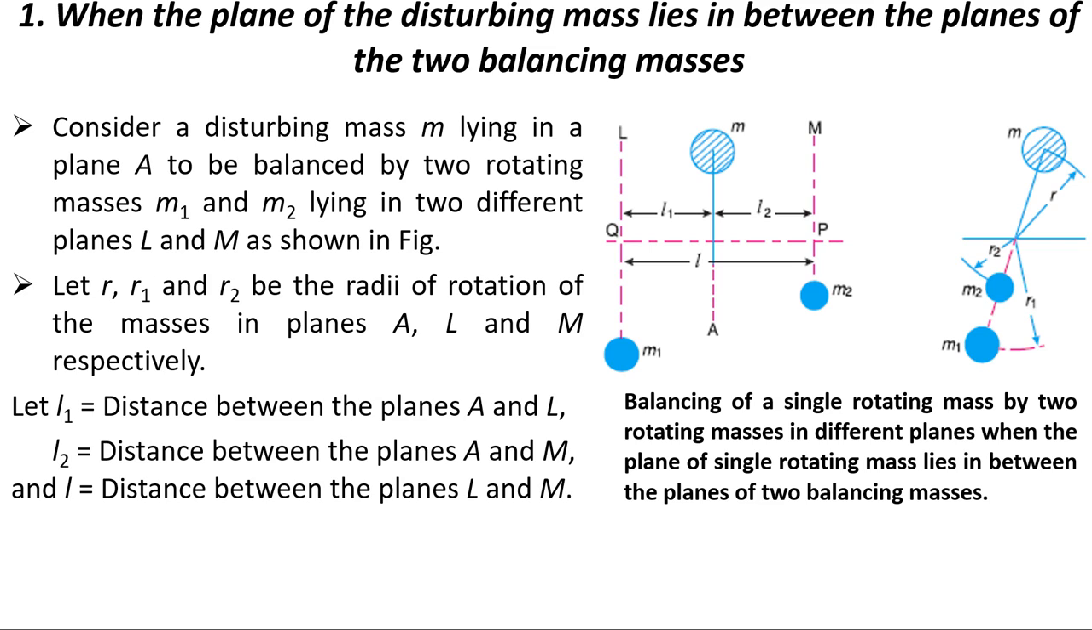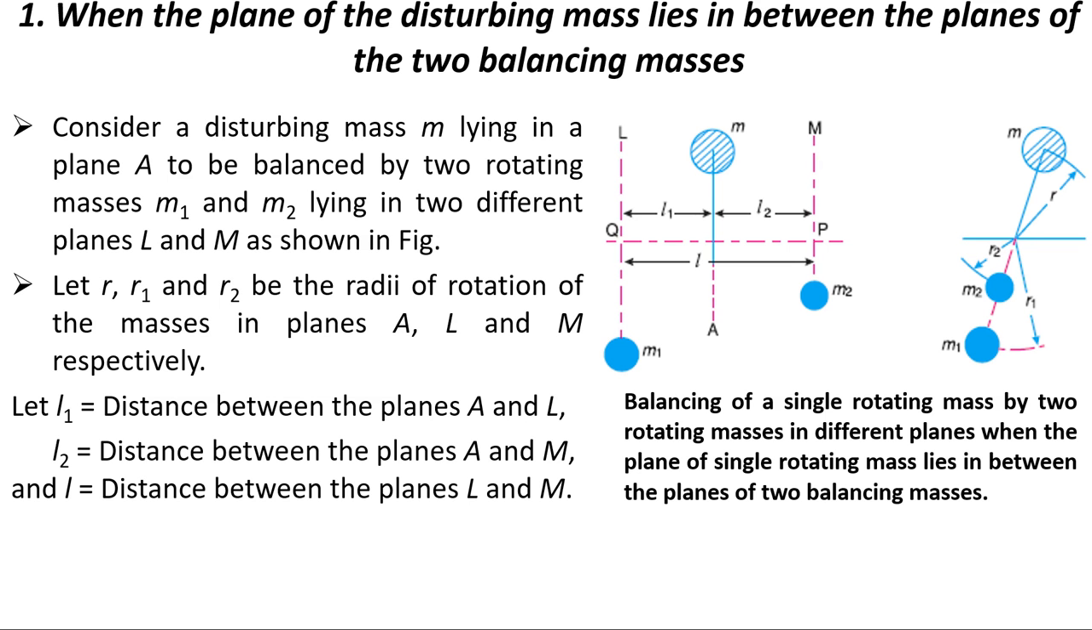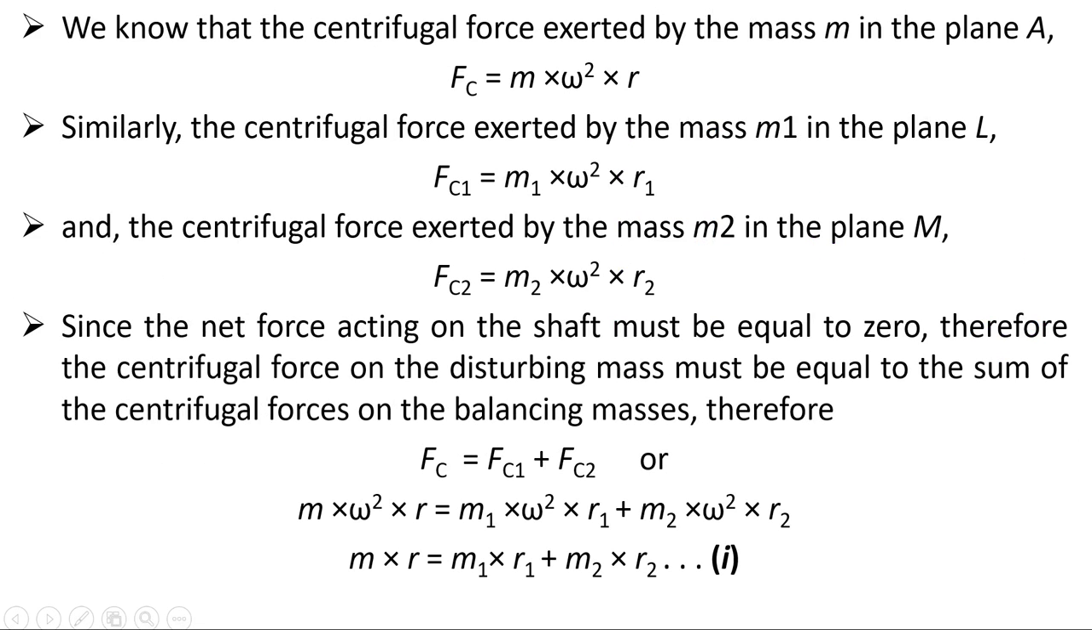So, balancing of a single rotating mass by two rotating masses in different planes, when the plane of the single mass lies in between the planes of the two balancing masses. Let us see the equations. The first one, at the center: Fc is equal to m omega square r.